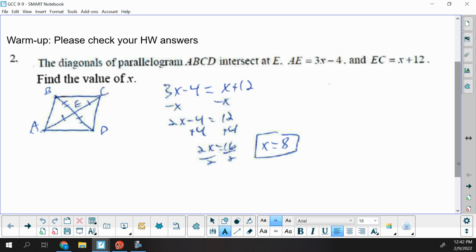So our diagonals bisect each other in a parallelogram. So AE and EC should be congruent because segment bisector implies midpoint, and then midpoint implies 2 congruent segments. So set those equal and solve, you get x equals 8, and that's all they wanted us to find.